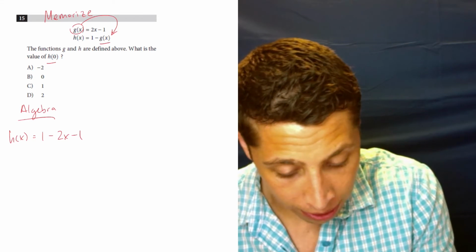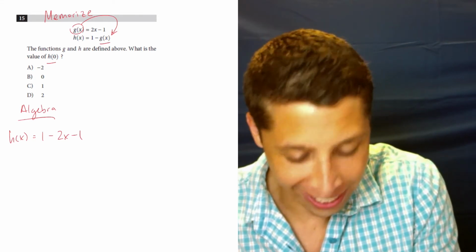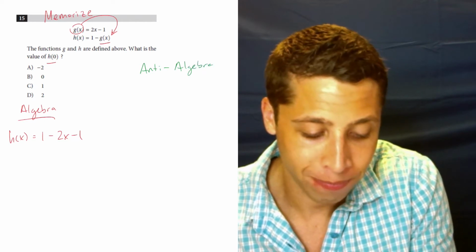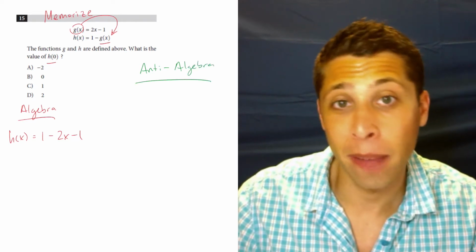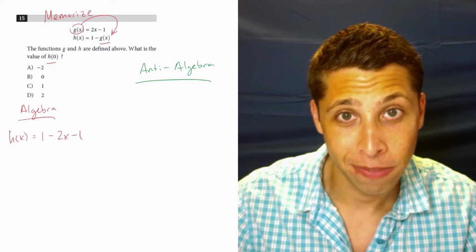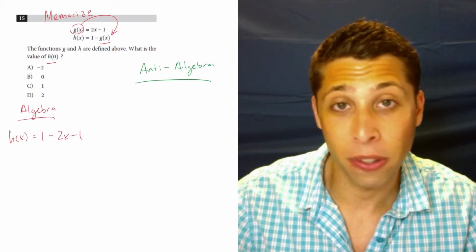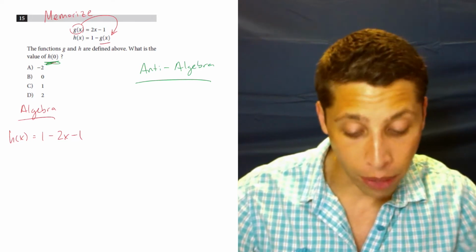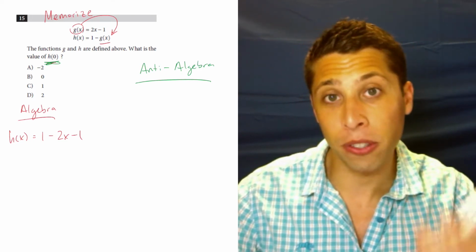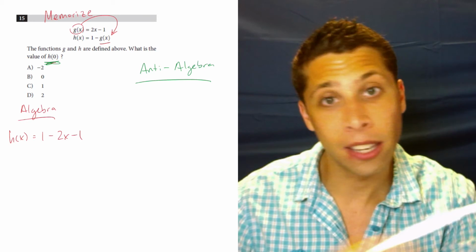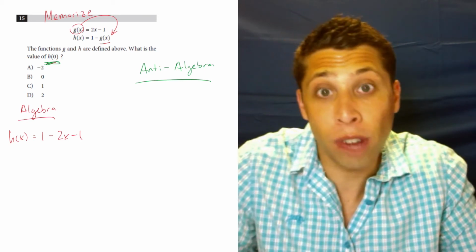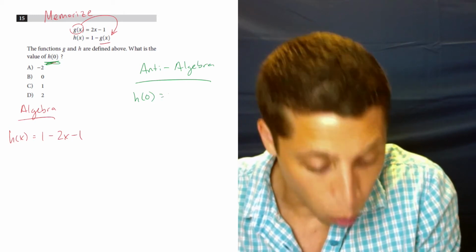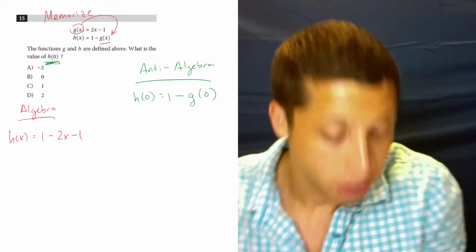The arithmetic, or let's just call it the anti-algebra path, that's my way, anti-algebra, says I'm worried about letters. And so I'm going to try to use numbers as much as I can. So I see this part first, the h of 0, and I know what that means. That means I need to put 0 in for x in the equation. So I just follow that instruction, right? So h of 0 is going to be 1 minus g of 0, right?